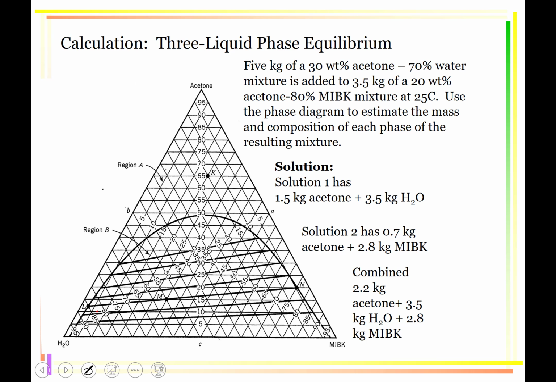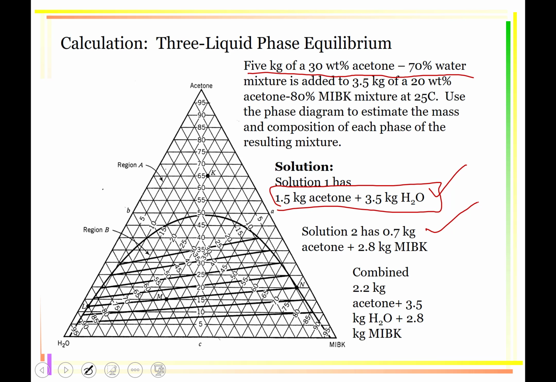We'll look at it as a calculation problem. We have 5 kilograms of 30 weight percent acetone and 70% water. There's a total of 5, and 30% is acetone, 70% is water, so you can figure out what those amounts are. This is added to 3.5 kilograms of a 20 weight percent acetone, 80% MIBK mixture. So this is solution 2. It's got 0.7 kilograms of acetone plus 2.8 kilograms of MIBK.